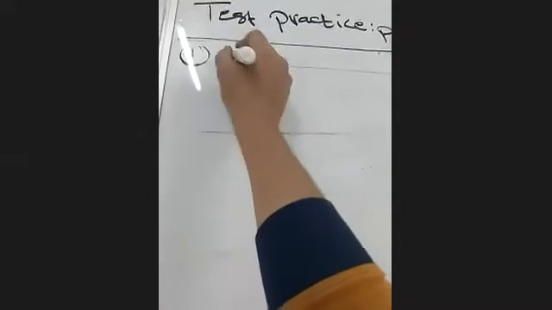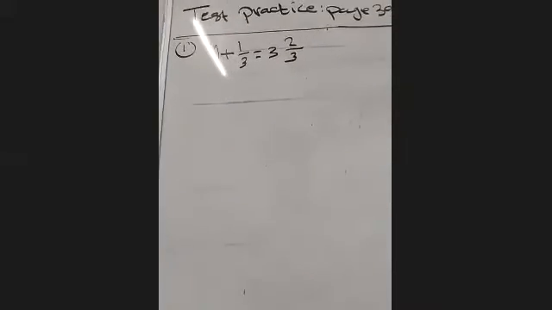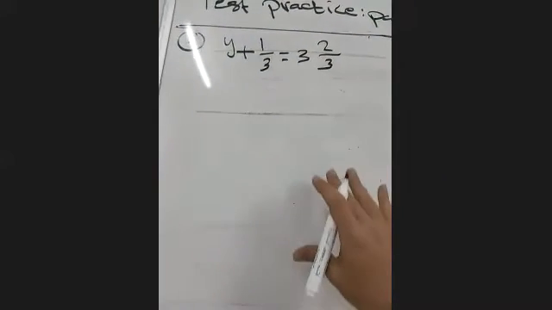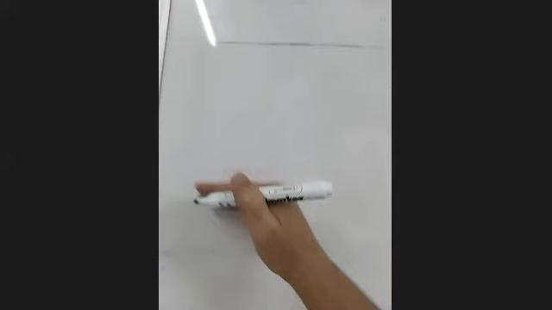Okay, multiple choice. Which of the following is a solution of the equation y plus 1 over 3 equal 3 and 2 over 3? Good. Now it's multiple choice. It's similar to our exam questions, guys. So y plus 1 over 3 equal 3 and 2 over 3. What we will do, we'll solve the equation here. Then we will choose which answer of the given choices down, A, B, C, or D, right?